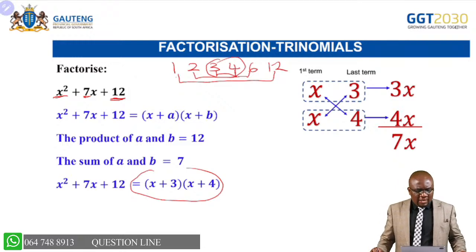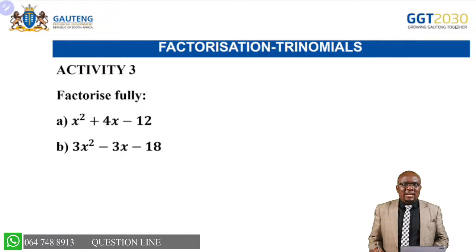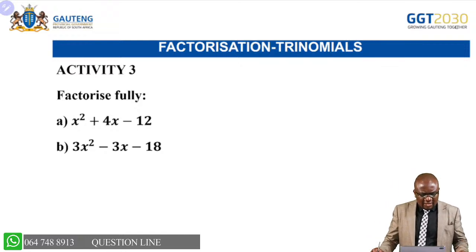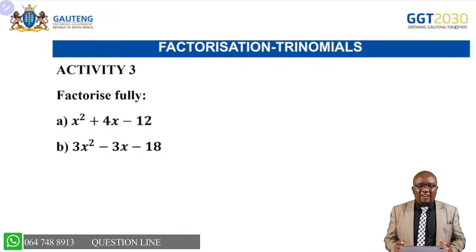Using that, I want you to try these two, A and B. I'm going to give you 2.5 minutes for A and 2.5 minutes for B, which makes it 5 minutes. And then after that, we mark our work. Let's try.